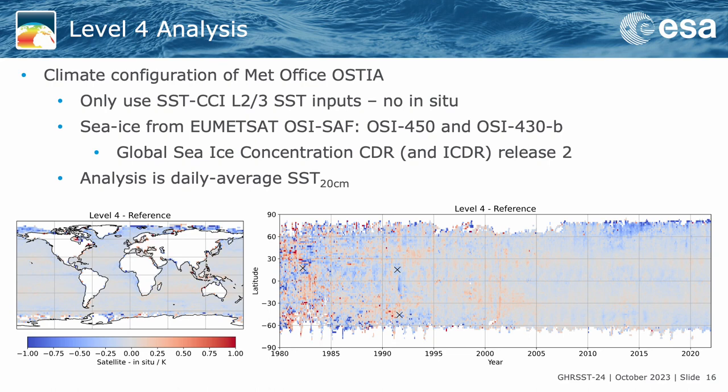The final product in the CCI climate data record is the Level 4 analysis. This is produced using a climate configuration of the Met Office OSTIA system. This is based entirely on CCI Level 2 and 3 SST products and OSISAF CI's Climate Data Record version 2. It does not ingest any in situ data. The analysis is a daily average SST at 20 cm depth.